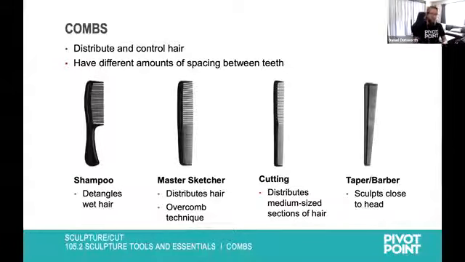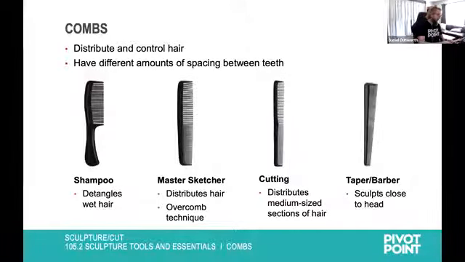Using something like a taper comb or a barbering comb gives you a very narrow tip, especially in the fine teeth. This is good for working in those tight nooks and crannies. And again, very popular amongst the men's grooming area because it allows you to get in those tight spaces like a mustache or sideburns as well.